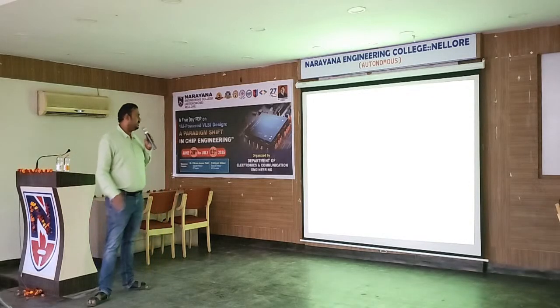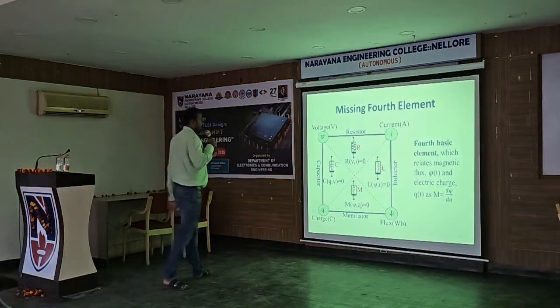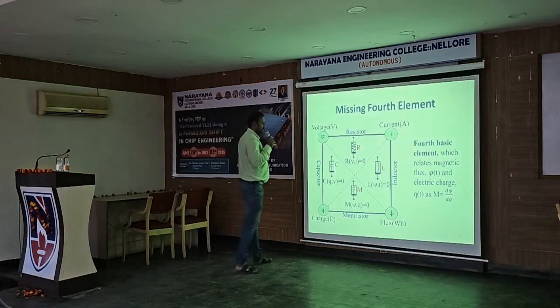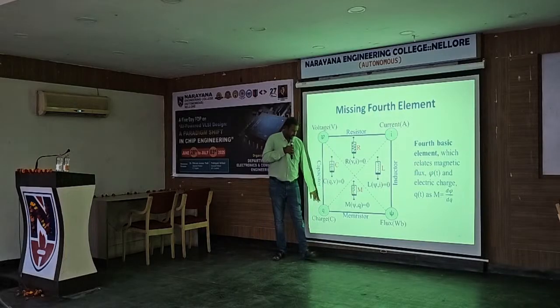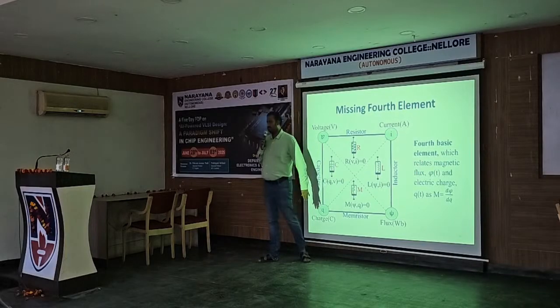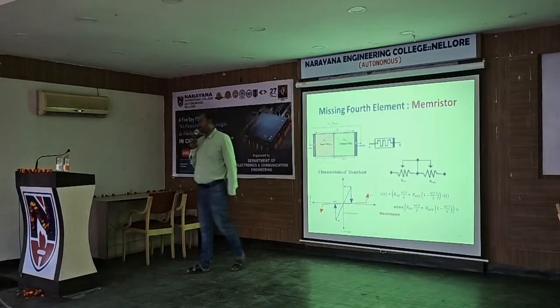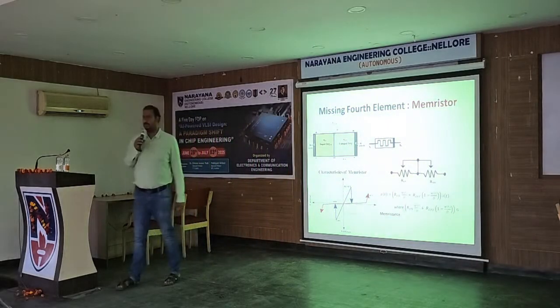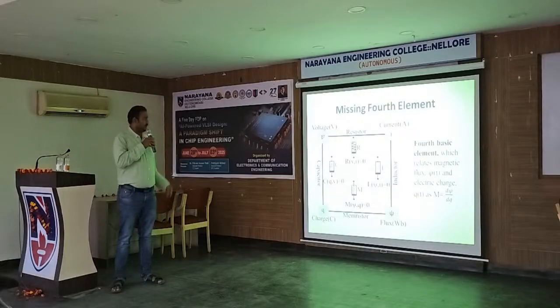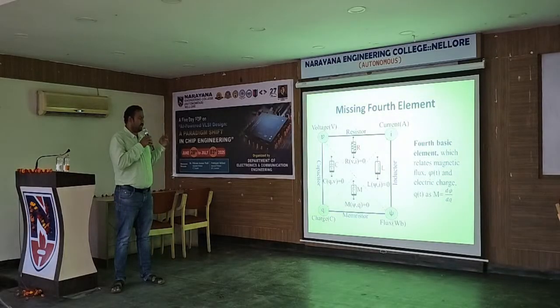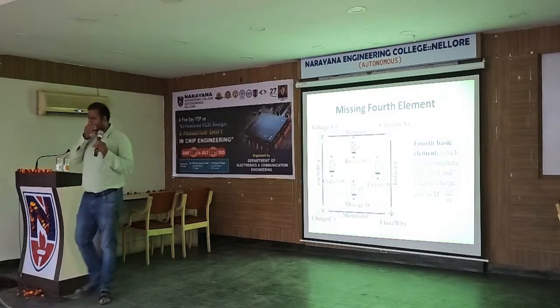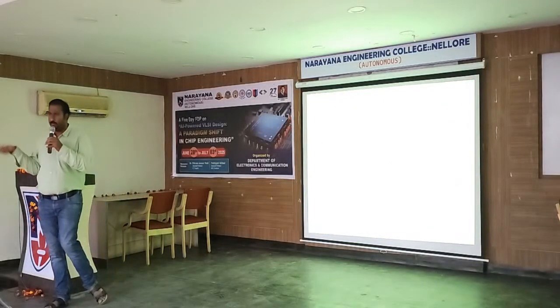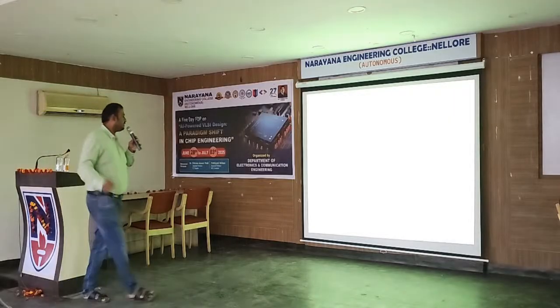So where this exactly came from is that there is a missing fourth element. Somebody found out that there should be one more element between the charge and the flux. So this is the missing fourth element, the memristor, and this memristor has some interesting properties. It can be used as a memory element. See, none of the others have the memory power.